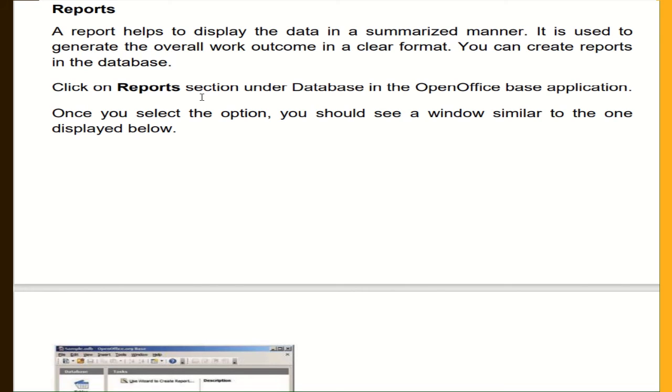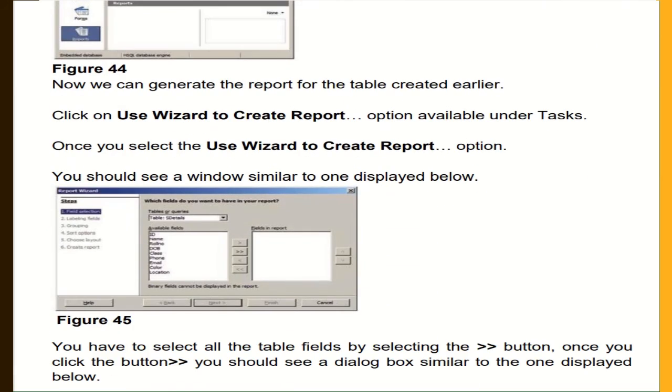Click on the report section under database in the OpenOffice application, and once you select the option, you should see a window similar to the one displayed below. See, this is the window being displayed. Now you can generate the report for the table created earlier. Click on the use wizard to create report option available under task. Once you select it, you can see a window similar to the one displayed over here.